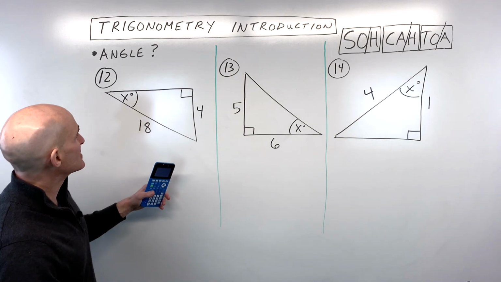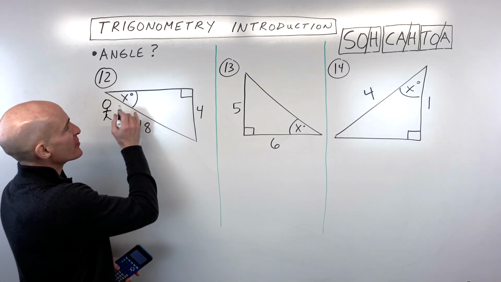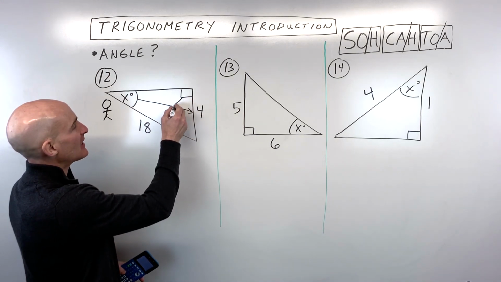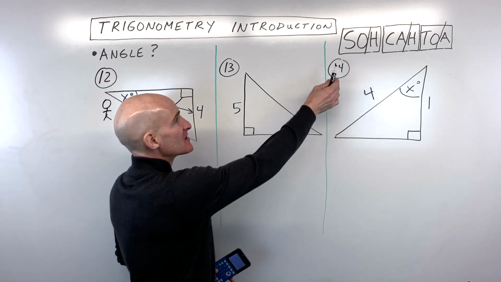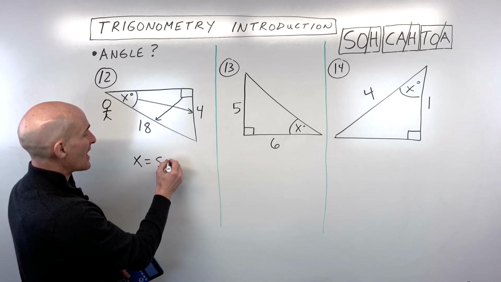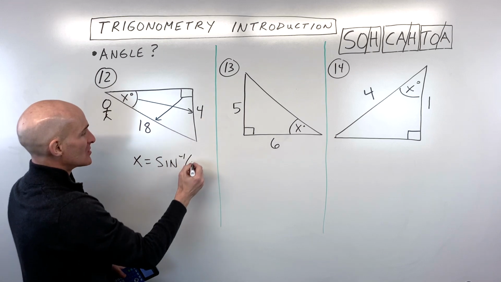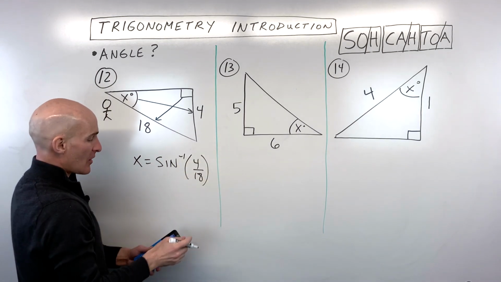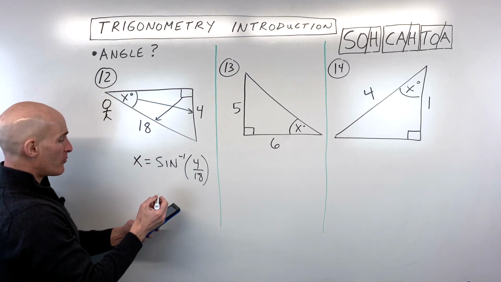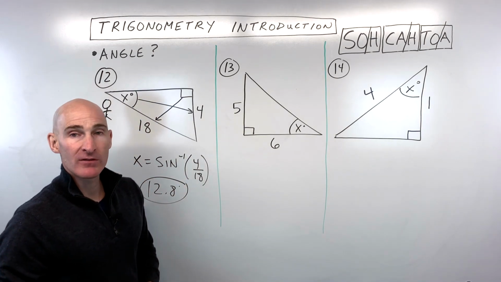But let's dive into these examples now. If I was going to solve this, I would position my stick figure here at the angle, and I would say to myself, what am I working with? I'm working with my opposite side and my hypotenuse. So that tells me that this is my sine ratio, and because I'm solving for the missing angle, I'm going to use the sine inverse of the opposite divided by the hypotenuse, which is going to be 4/18. Now, if we go to the calculator, this is coming out to 12.8 degrees.